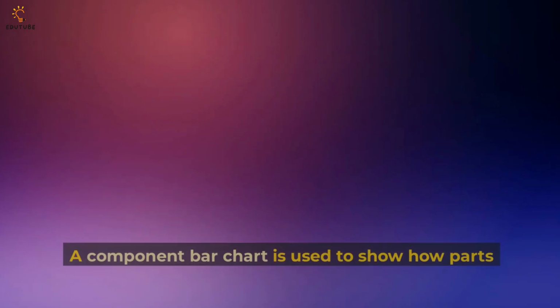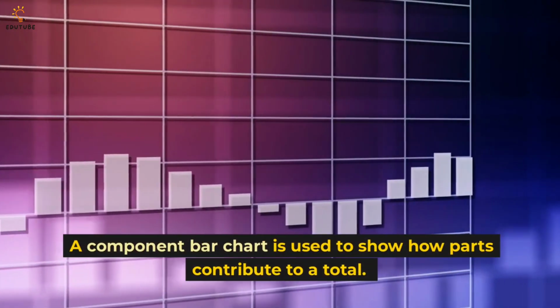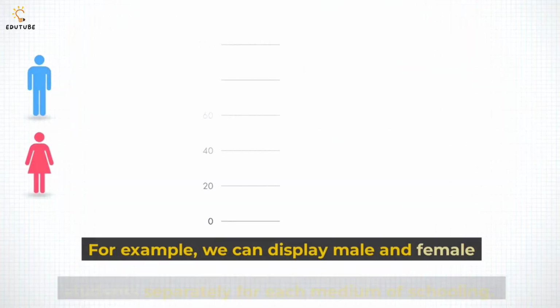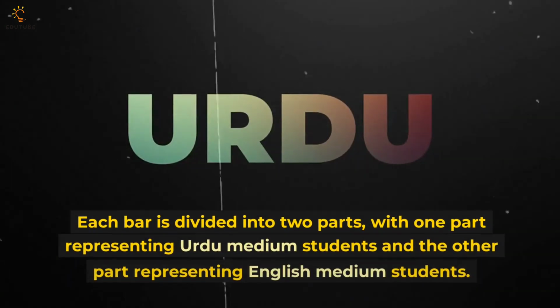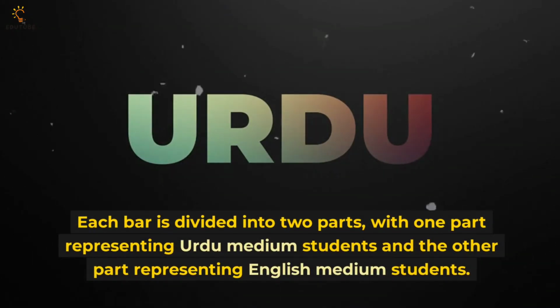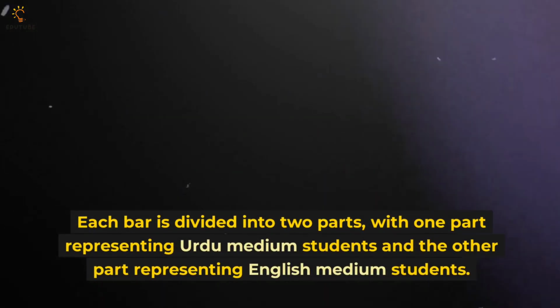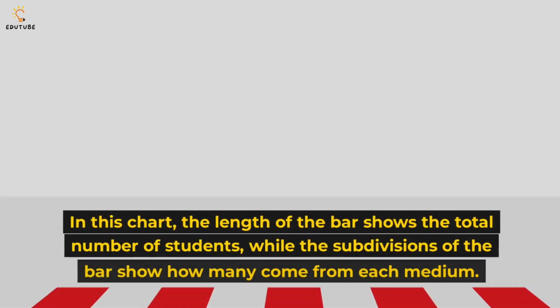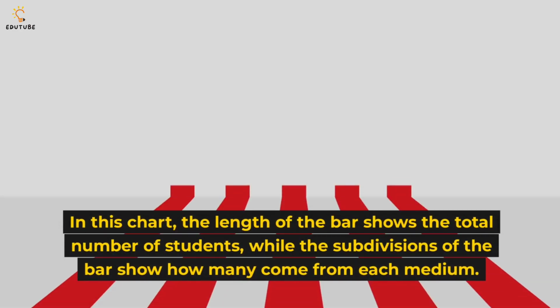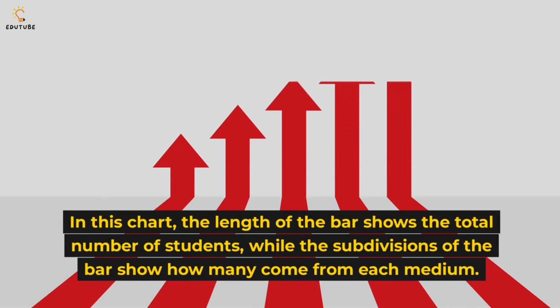Component bar chart. A component bar chart is used to show how parts contribute to a total. For example, we can display male and female students separately for each medium of schooling. Each bar is divided into two parts, with one part representing Urdu medium students and the other part representing English medium students. In this chart, the length of the bar shows the total number of students, while the subdivisions of the bar show how many come from each medium.